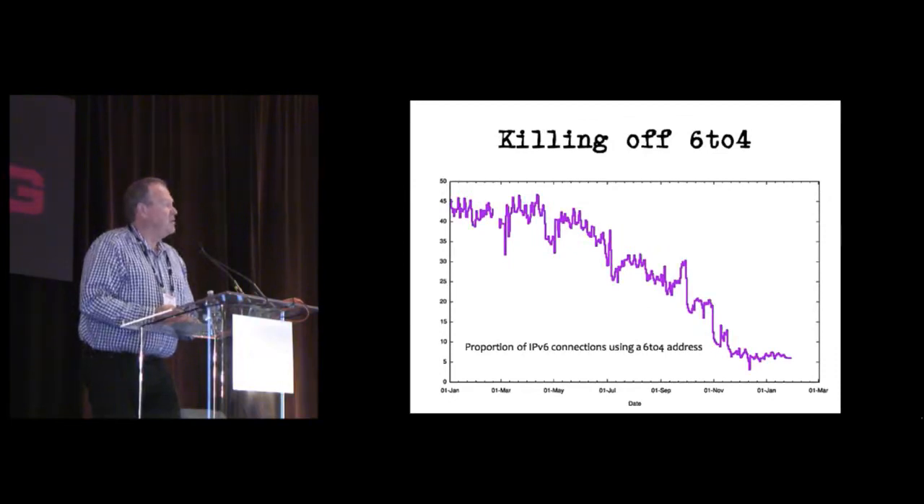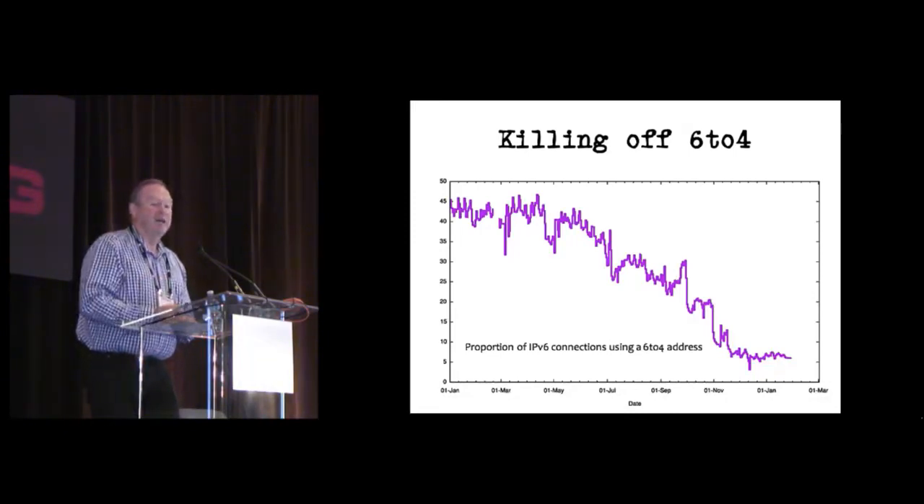Some of you have got the message. 6to4 really is bad. You should turn it off. And the good news is that over the last 13 months, it's gone from almost half of the V6 network down to around 7%. That's really good, because 6to4 really sucks. The fact that it's 7% is still really bad. You should get rid of the rest of it.